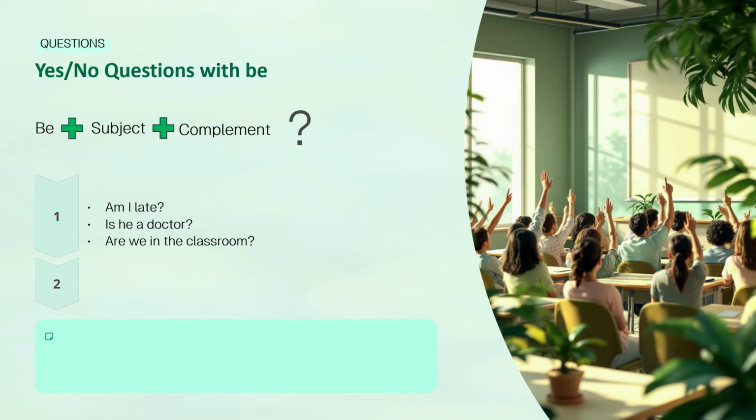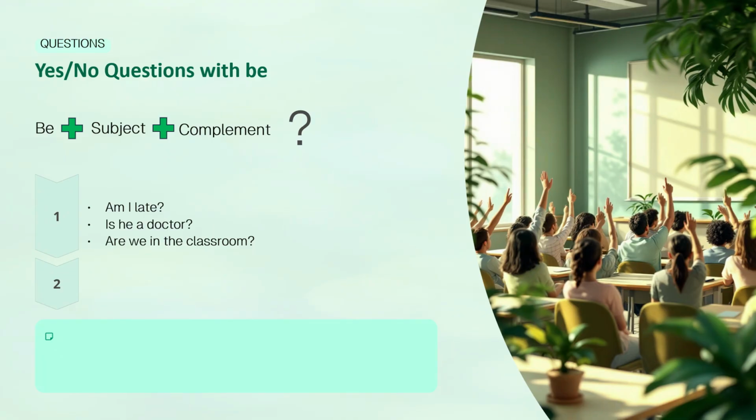These examples show that forming yes-no questions with be is simple. Just move be to the front of the sentence, keep the same types of complements, and you're ready to ask questions that can be answered with yes or no.